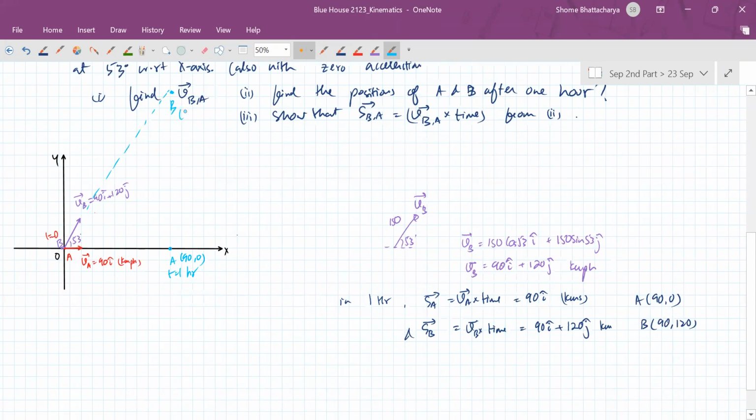at 90, 120. So you can see in the diagram that the relative displacement of B with respect to A has become this vector at t equal to 1 hour.